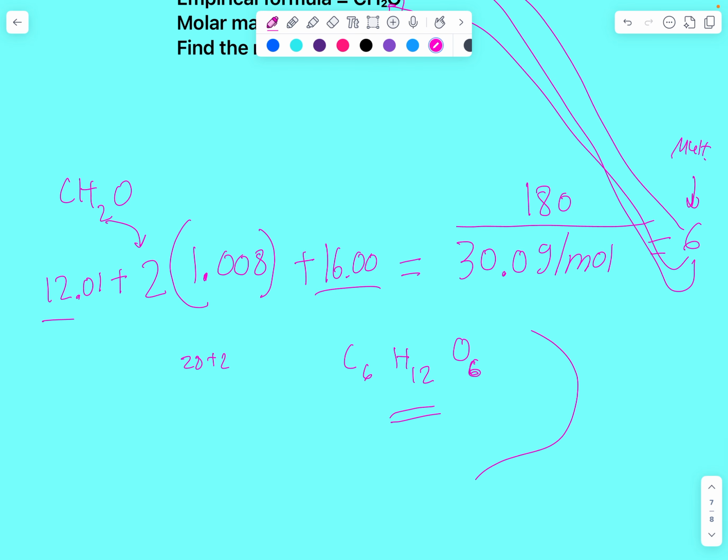That's the molecular formula. Multiply every subscript by 6, and that's how you do it.